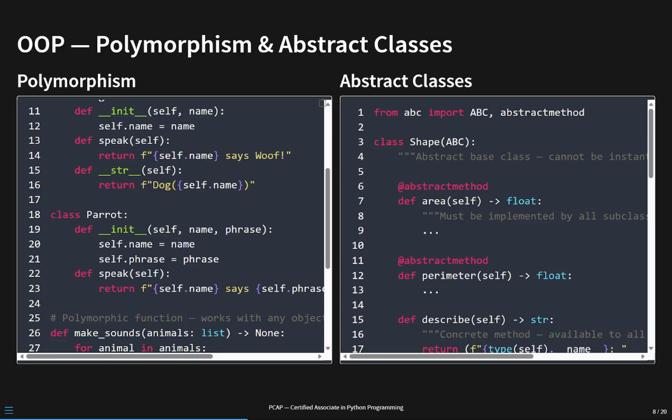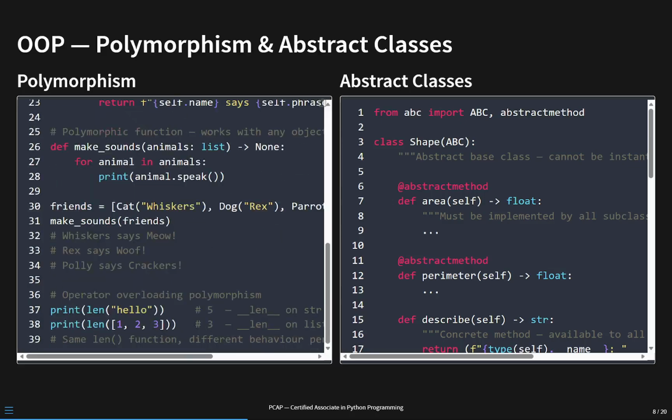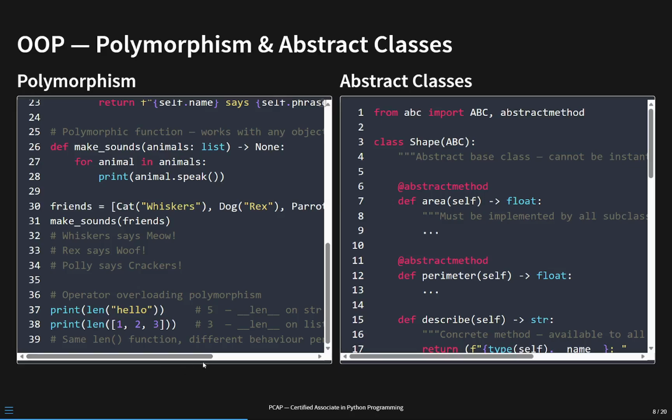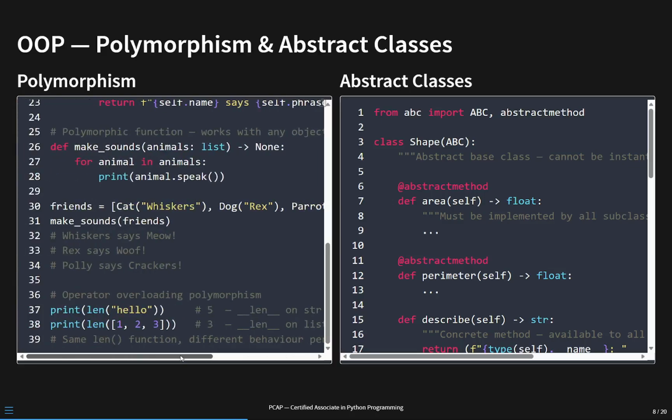This is significantly more flexible than the inheritance-based polymorphism you see in Java or C++. The built-in len function is polymorphism in action. It calls __len__ on whatever object you pass. len("hello") calls the string's __len__. len([1, 2, 3]) calls the list's __len__. Same function name, different behavior per type, because each type defines its own __len__.